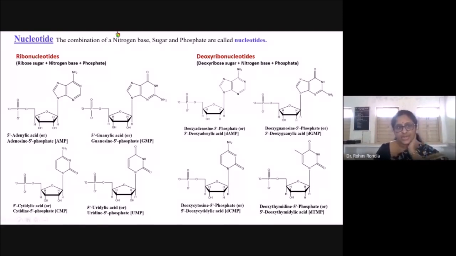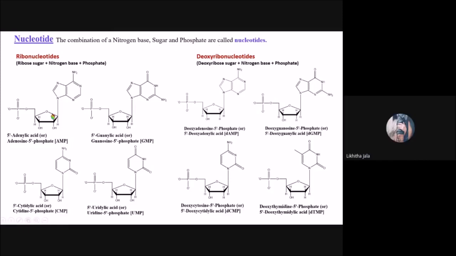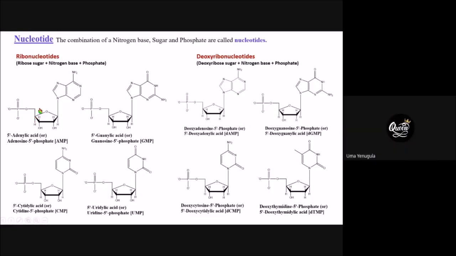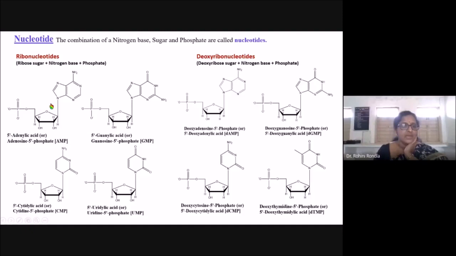Next, what is a nucleotide? Combination of three components. Nitrogen base, sugar and phosphate. Okay. Phosphate group is joined at which carbon? C5 carbon. So that is why the name is 5-adenylic acid, 5-guanylic acid. Ila rastu potunnam. Phosphate group is attached at the 5th carbon.